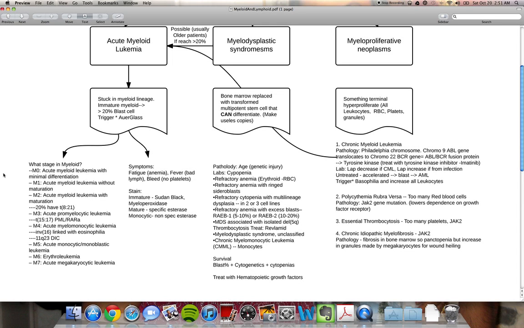Cytogenetics. Cytogenetics are all these chromosome abnormalities that we have here. Now, a lot of them can be beneficial, so we give this a score too. Cytopenias. The more cytopenias you have, the more things you're lacking, the worse off you are. So we give a score here too. We add it all up and we get a score, and we just basically plot it on a graph, and we see what the average lifespan is going to be for the person. Now we can treat myelodysplastic syndromes with hematopoietic growth factors.